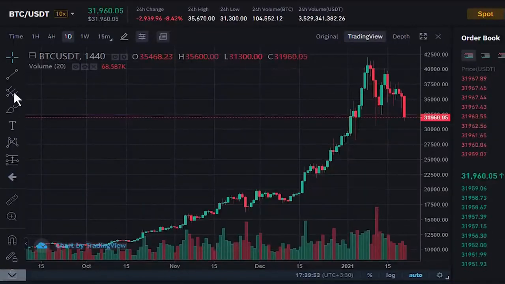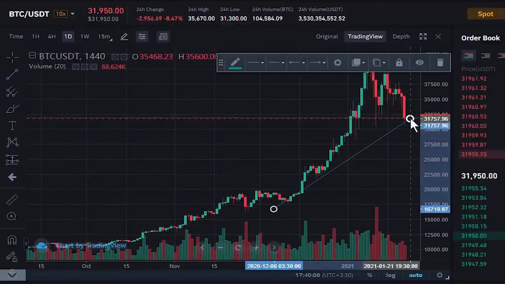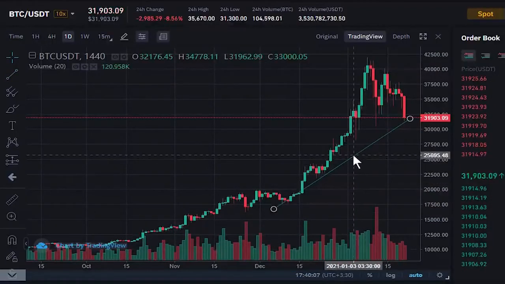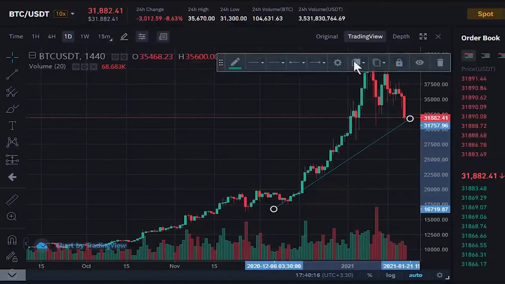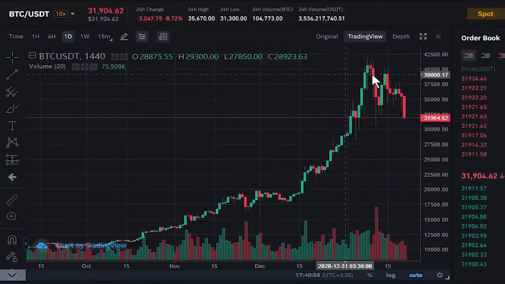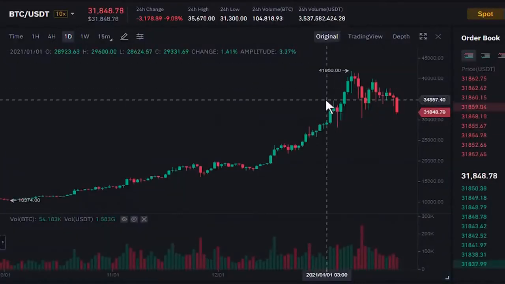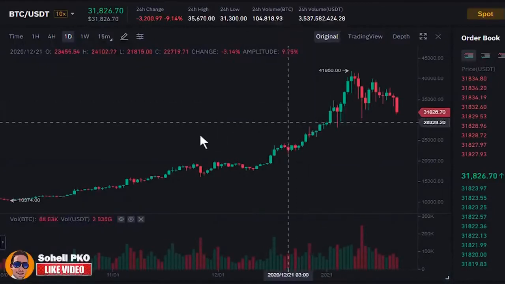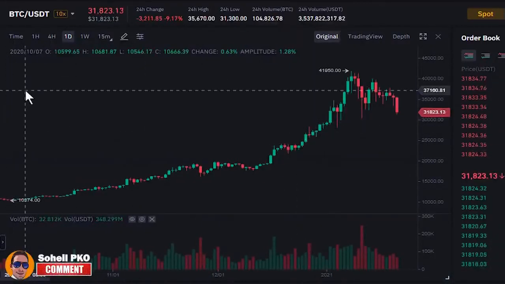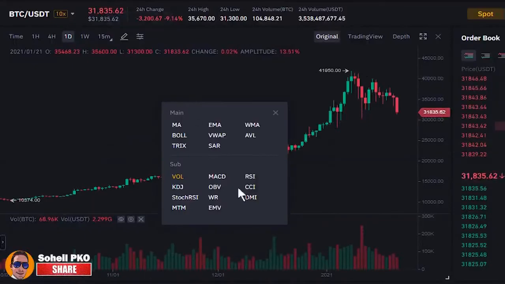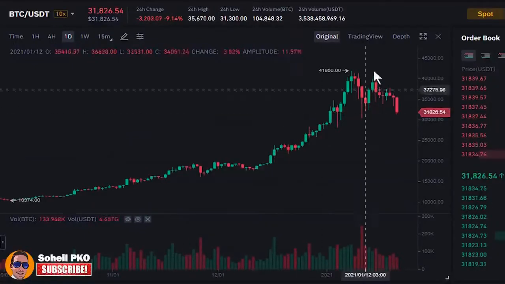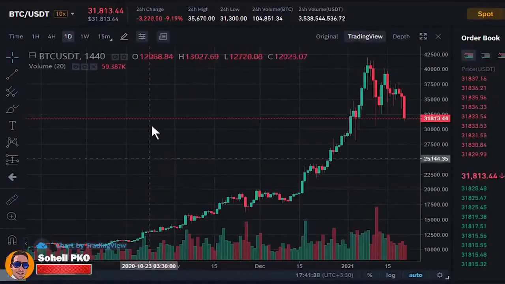Here you have some tools that you can use for trading. For example, you can use this for drawing trend lines like this, and simply by clicking on that, here you have some options for settings, and you can remove it by this button. This chart is actually from TradingView, and we have also the original one, which is from Binance, but it's very basic and you don't have many tools, and the indicators are also limited, as you can see. So this chart that is from TradingView is better.